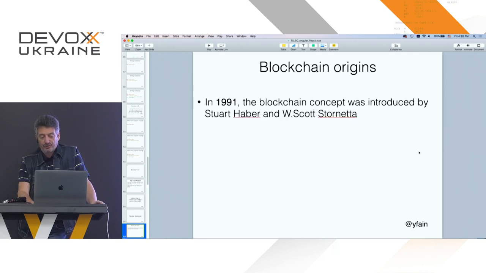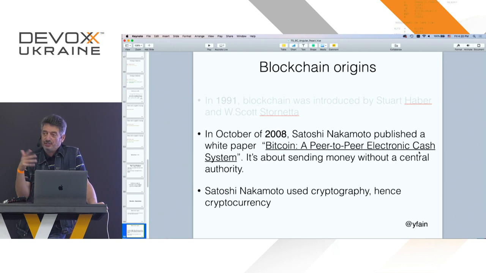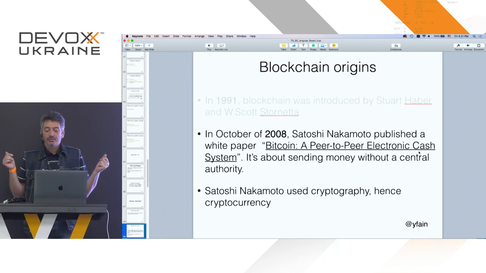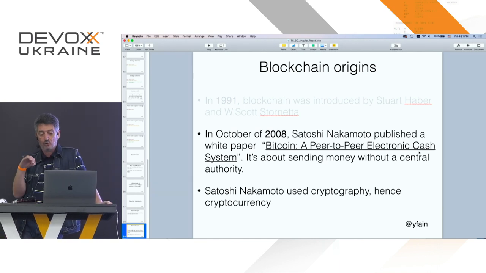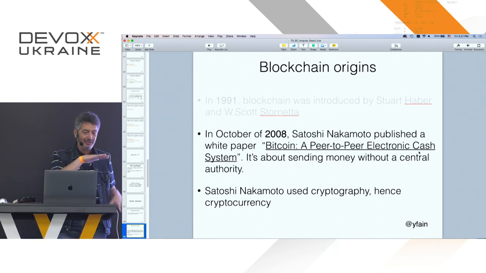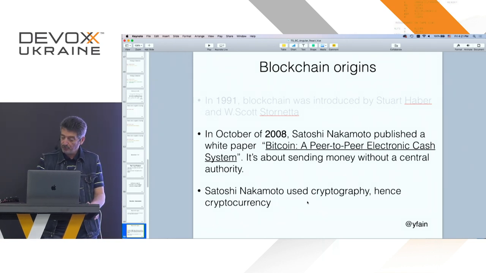Originally, the idea was introduced in 1991, but it was not used massively until 2008, when somebody or something called Satoshi Nakamoto, and till now nobody knows if this is a person or a group of people or what it is, published a paper explaining how to use blockchain for sending money without central authority. And this is how Bitcoin was created. Under the hood, Bitcoin is using blockchain technology. They explained how to use cryptography, and that's why we call all these cryptocurrencies, right?